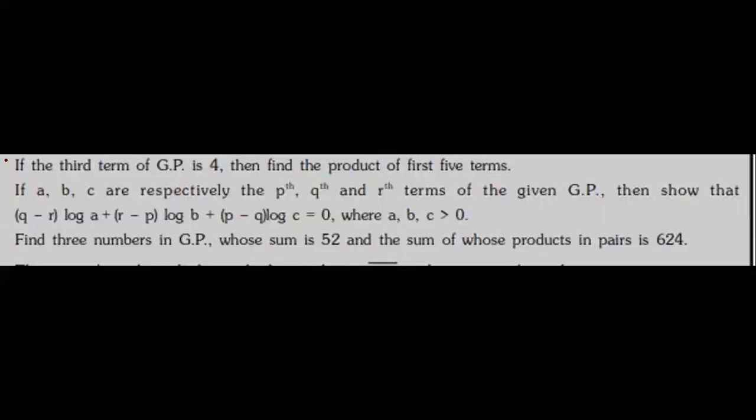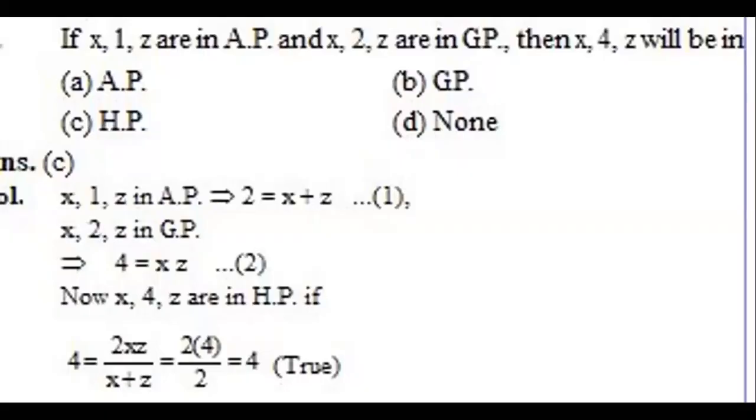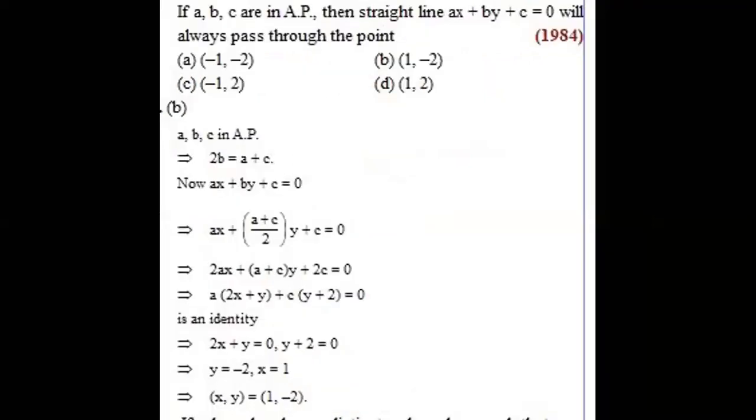So dear students, this is the DPP for you. Practice yourself. These are the DPP questions. Practice yourself. Now get ready. Questions. Of course, we are discussing questions. Dear students, see, x, 1, z are in AP, x, 2, z are in GP, then x, 4, z will be in dash. We can leave it because we don't know what HP is now. Don't worry. Tomorrow we discuss HP. HP problems we can leave.